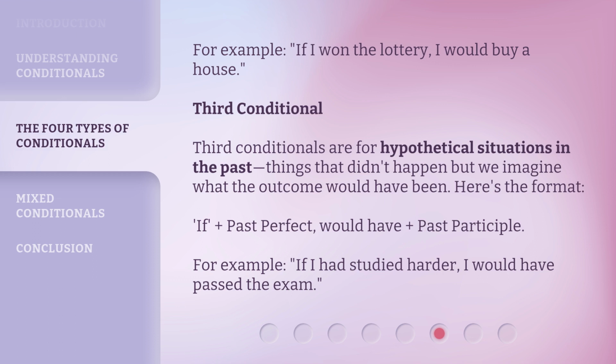Third conditional. Third conditionals are for hypothetical situations in the past, things that didn't happen but we imagine what the outcome would have been. Here's the format: if plus past perfect, would have plus past participle. For example, if I had studied harder, I would have passed the exam.